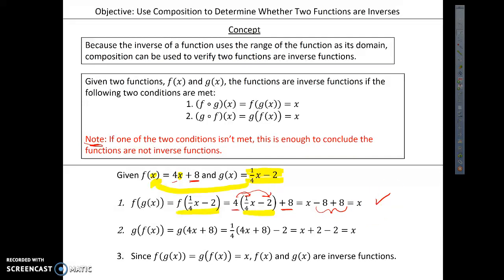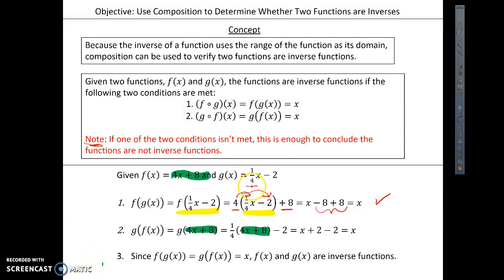So now we're going to flip the process. We are going to use our f of x function as our domain, so the range values of that will be our new domain. So we have g of f of x. I'm going to take my f of x function and plug it into g, and you can see that here.